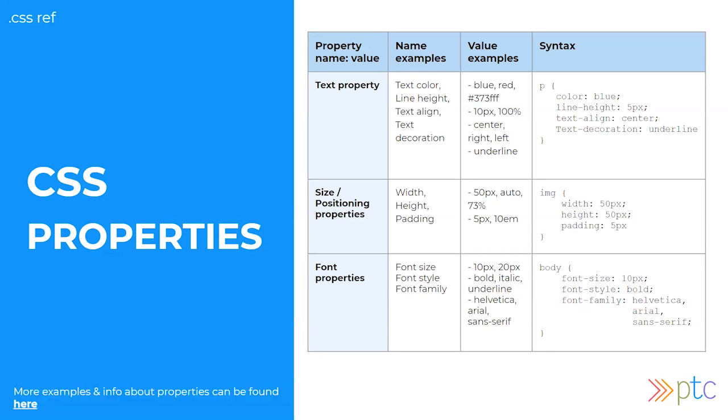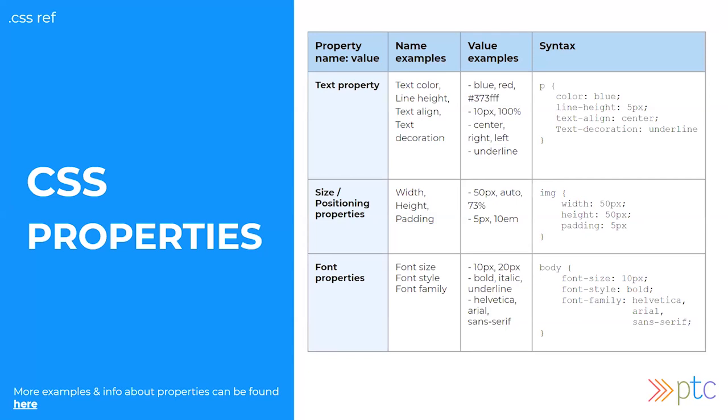So there's also maybe your size and positioning properties. These are mostly used for images or maybe tables. And then you can have your width and height and even padding. And there's also font properties, which hopefully you kind of played around with, which is like the font size, your font style, and font family.